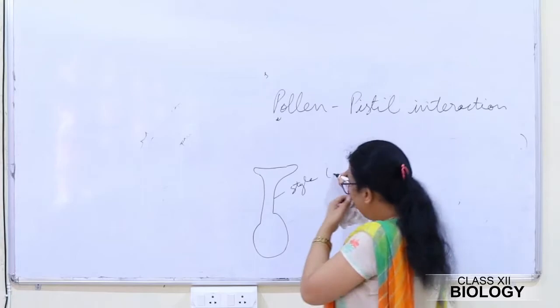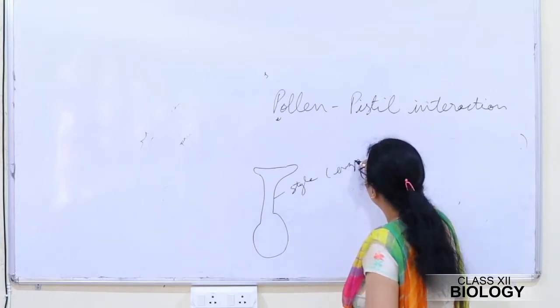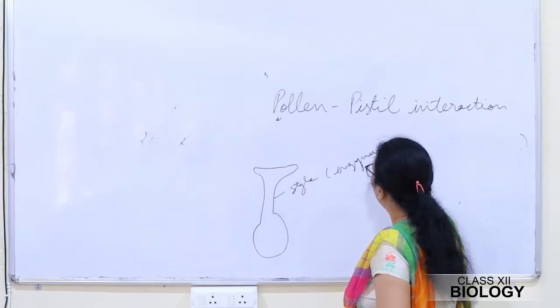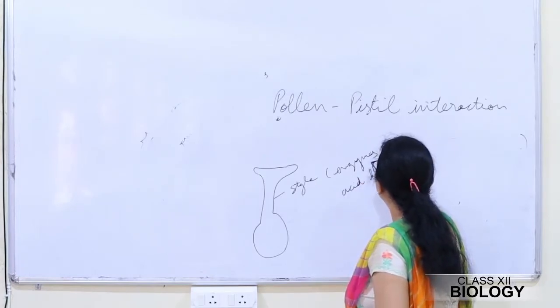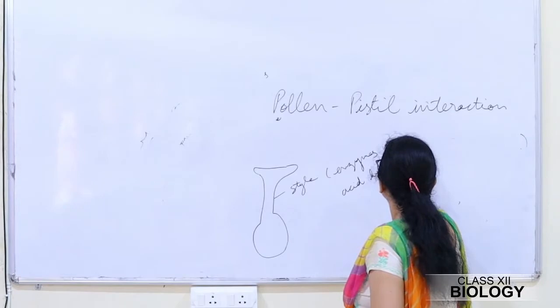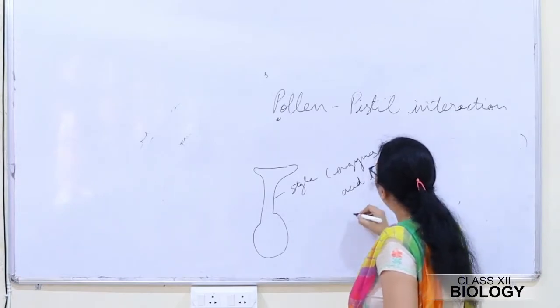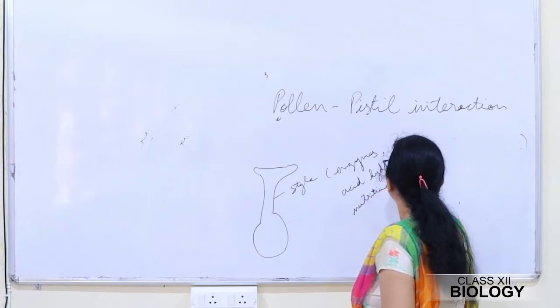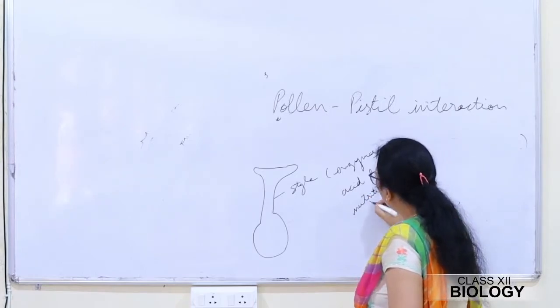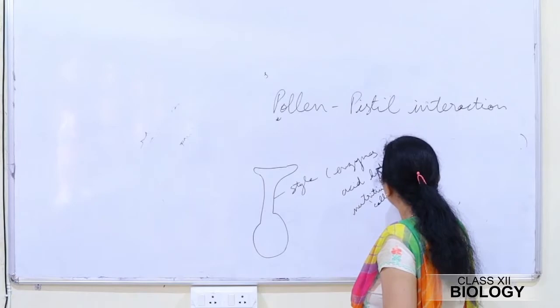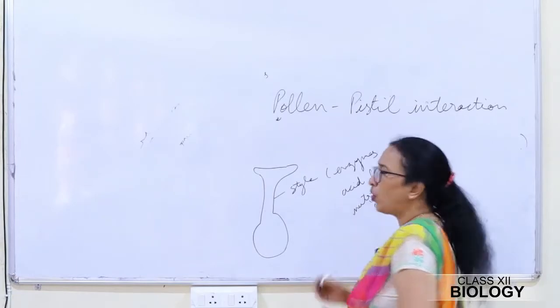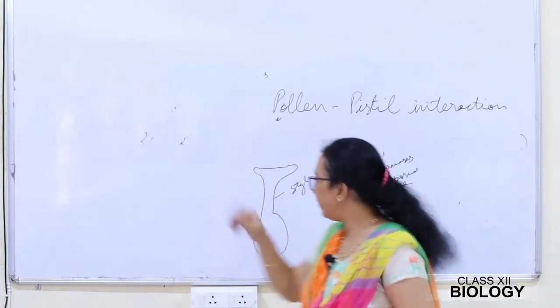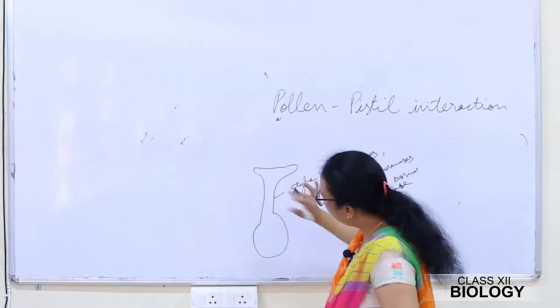It has got some enzymes and acids, hybridisation and nutritive tissues. It could be anything, cellulase, whatever can provide nutrition to the developing pollen grain. So this is present in the style region.